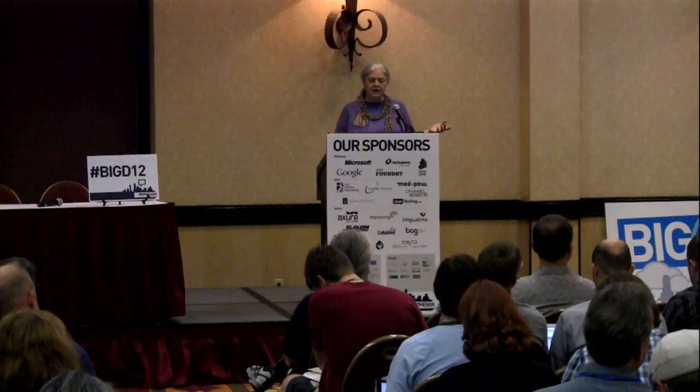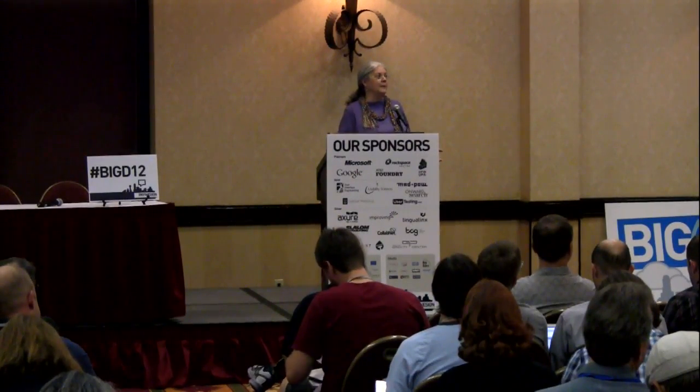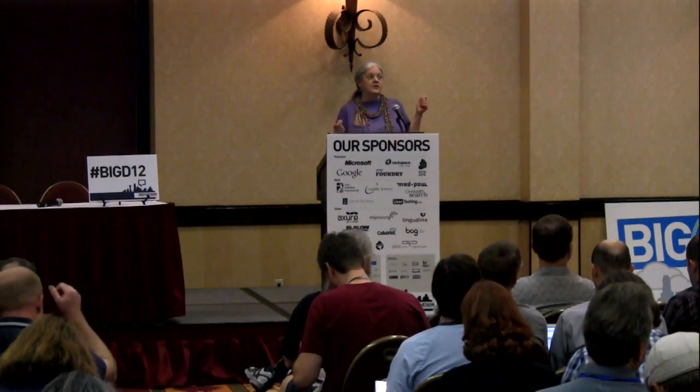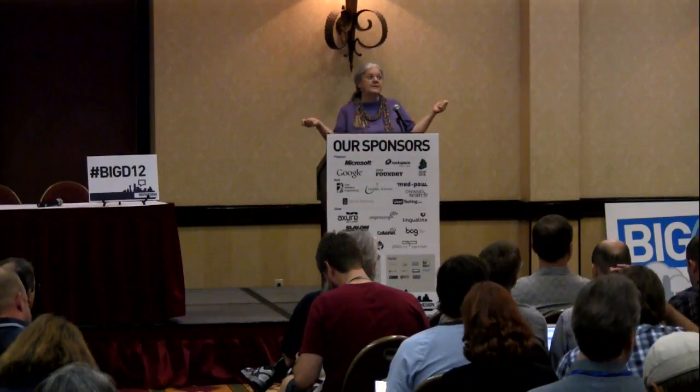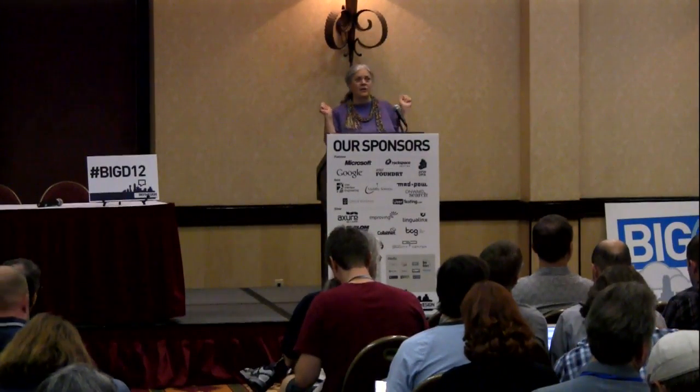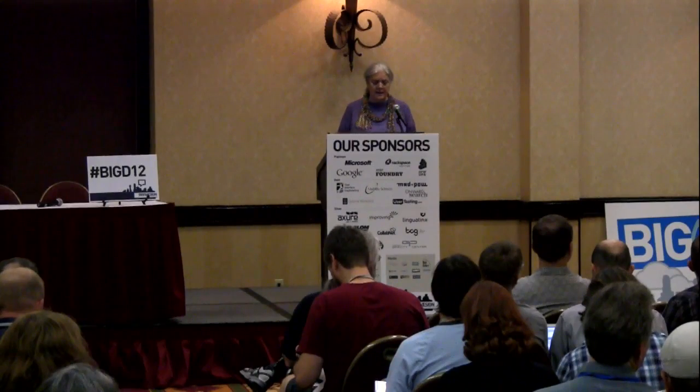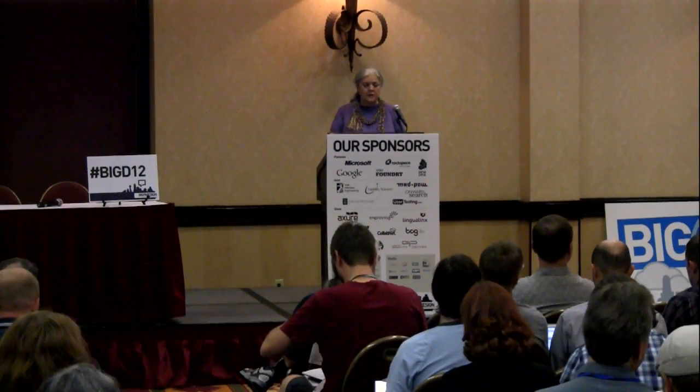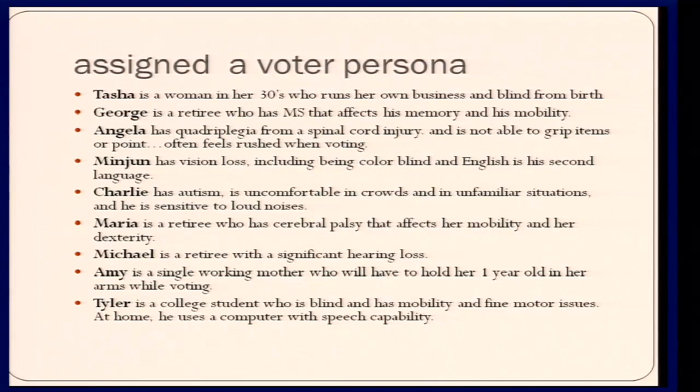So, for example, what we knew about George was that he was slow and he really liked privacy and he liked to have those curtains drawn, those curtains that they don't have anymore. And he kind of missed that. We had Angela with quadriplegia from a spinal cord injury. She can't grip items. She can't point.